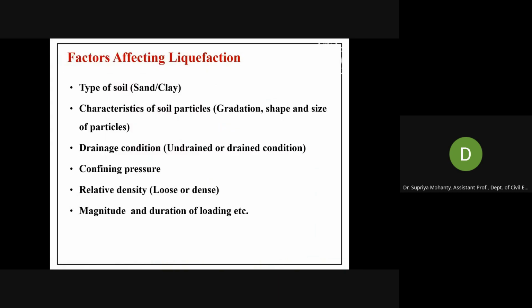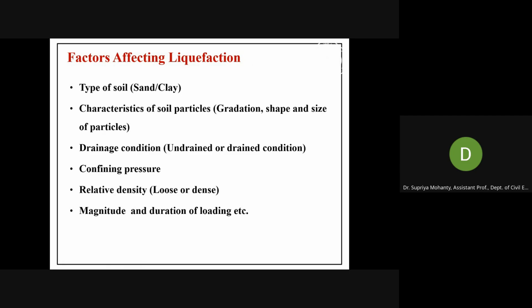Then coming to the factors affecting liquefaction, as I mentioned in the first slide itself, while defining liquefaction, everything is mentioned there. The first condition is the type of soil. We need to see what type of soil it is, whether it is sand or clay. Mostly sandy soil is prone to liquefaction, and clay soil is non-liquefiable.